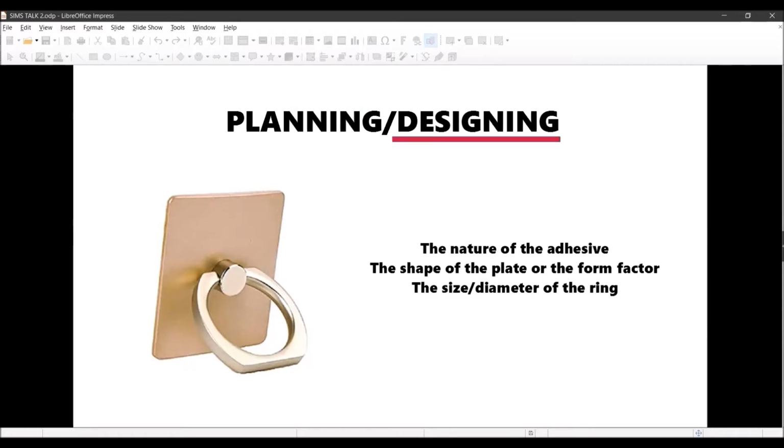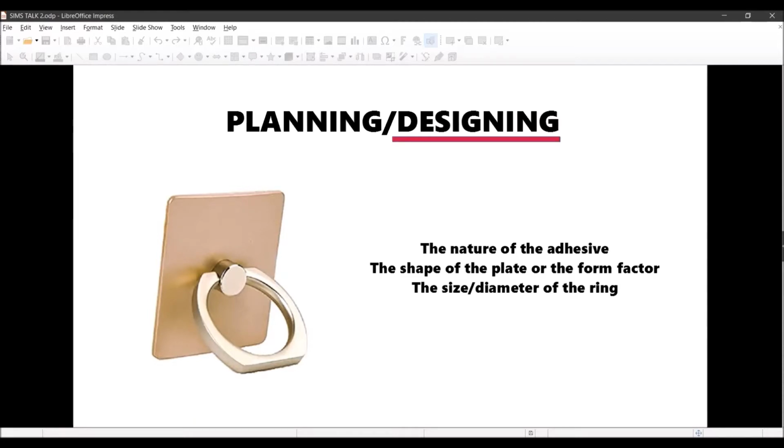So what are the planning and designing aspects? The first thing is it has to stick to a surface, and different mobile phones have different surfaces, and we also have the mobile phone covers that people use. So different covers have different surfaces. So the adhesive that you put there should be strong enough and versatile enough to stick to any different surface. So you need to do the research on that, find out what it is.